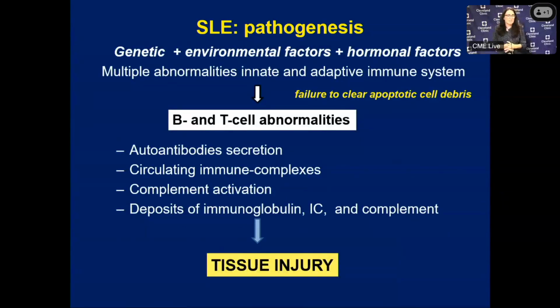The pathogenesis of SLE is quite complicated, with a combination of genetic, environmental, and hormonal factors playing a role, with multiple abnormalities involving the innate and adaptive immune system seen in this disease, which primarily shows a failure to clear apoptotic cell debris. There are B and T cell abnormalities associated with lupus, and some examples that we see are autoantibody production, circulating immune complexes that can be pathogenic, and complement activation, and therefore we see low C3 and C4 in these patients, and deposits of immunoglobulin, immune complex, and complement factors that result in tissue injury.